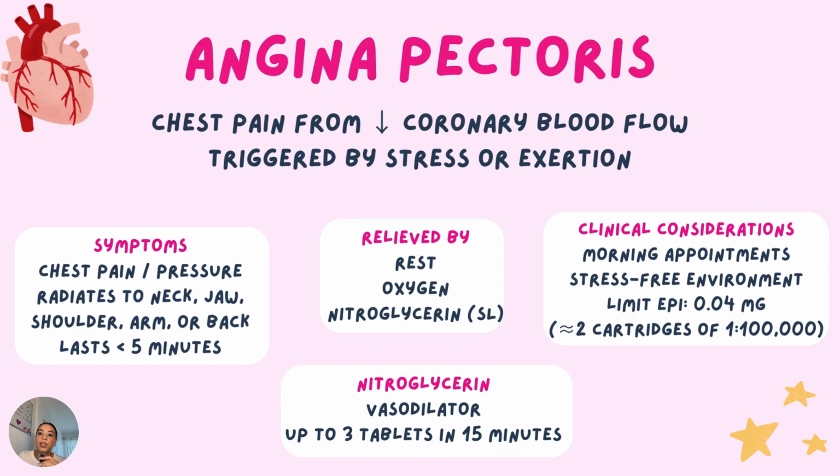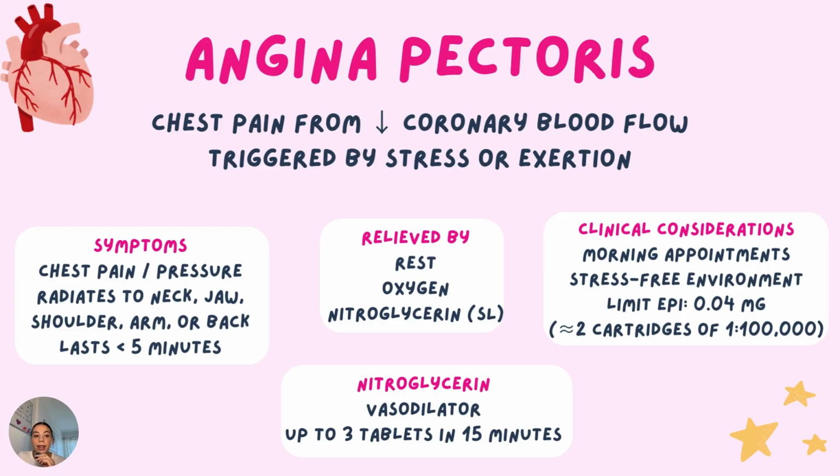Now, angina is chest pain caused by decreased coronary blood flow, usually triggered by stress or exertion. And it's important to remember that angina is temporary pain, not permanent damage. The pain can radiate to the jaw, neck, arm, and shoulder, and usually lasts under 5 minutes. Now, a key differentiation is angina is relieved by rest, oxygen, or nitroglycerin.